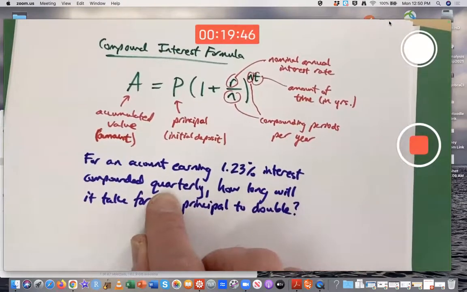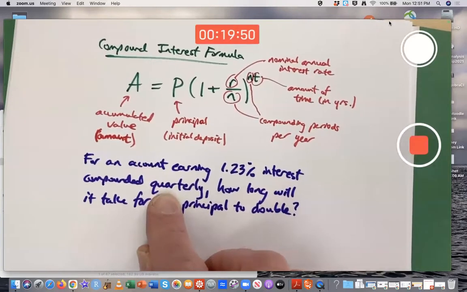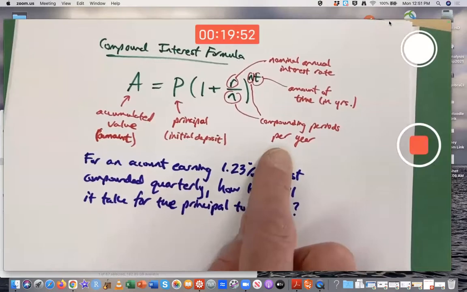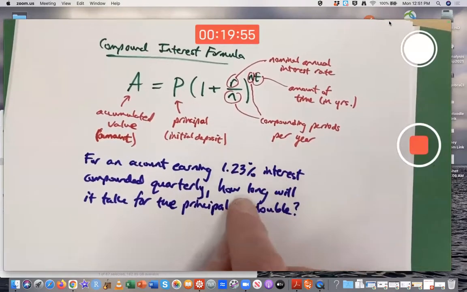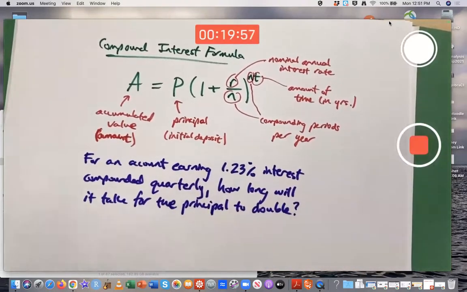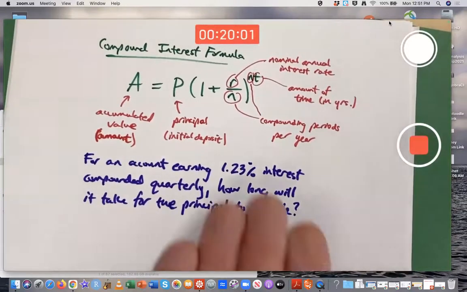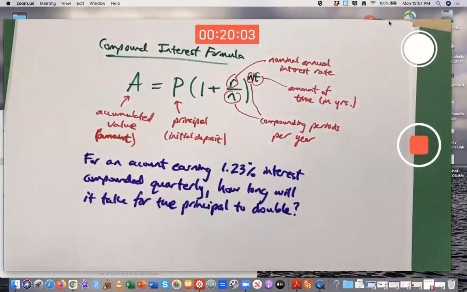Compounded quarterly, that means 4 times per year. So n, the number of compounding periods, would be 4. The question is, how long will it take for the principal, the initial deposit, to double in size? You could pick a particular number for P, like 100 or 1,000 or something, but you don't have to.